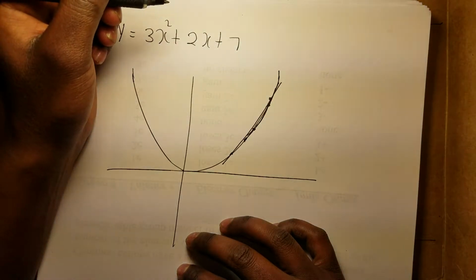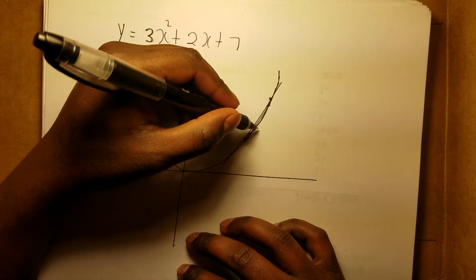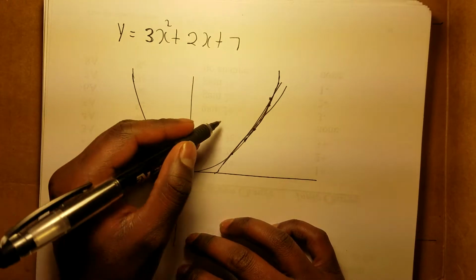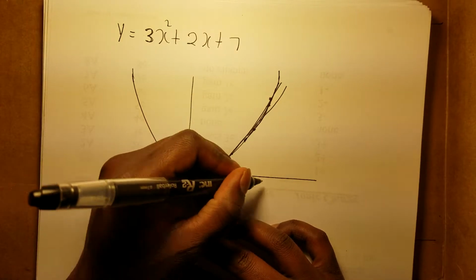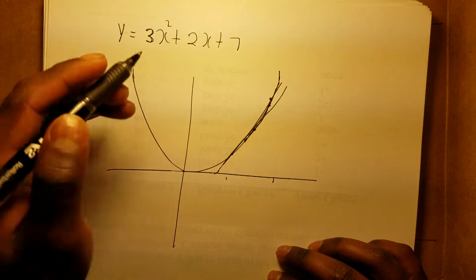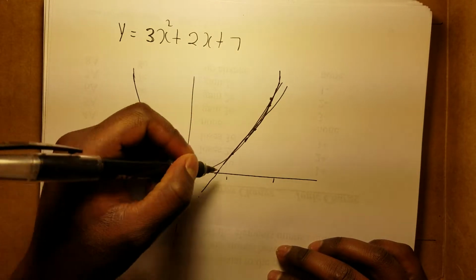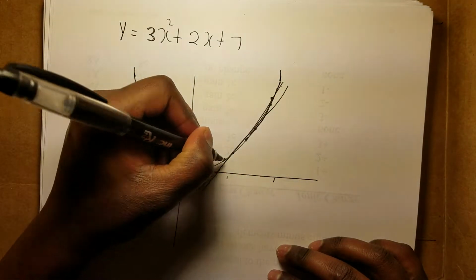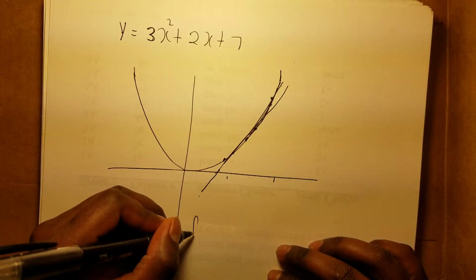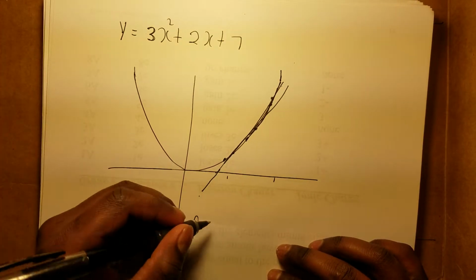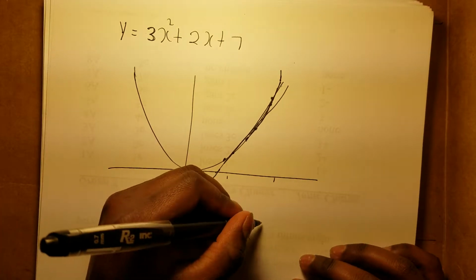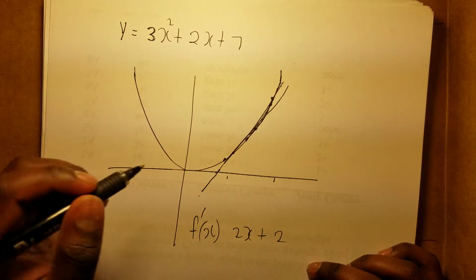Then you find the limit as x approaches 0. When you find that limit, you pick points on the graph, and you find an equation that allows you to find any point on the graph based on that equation. So in this case, let's say the derivative of this function works out to be 2x plus 2.